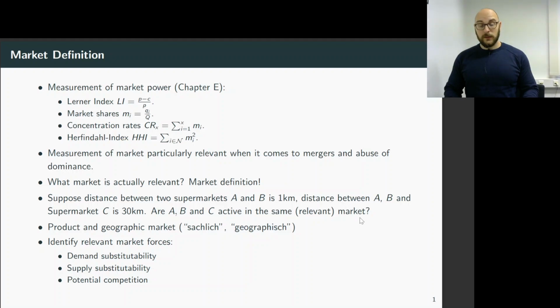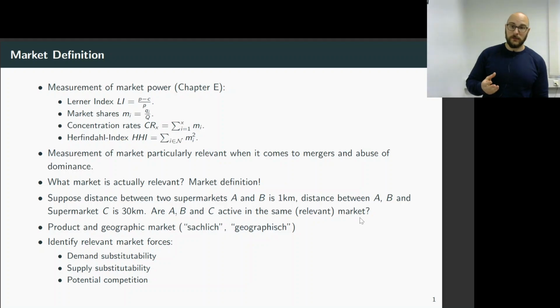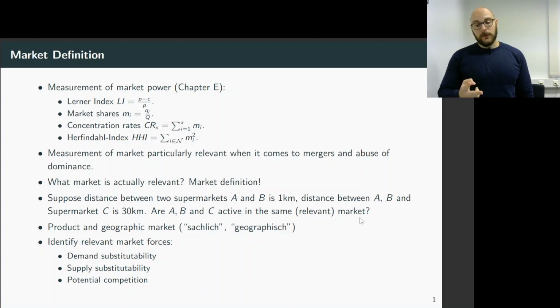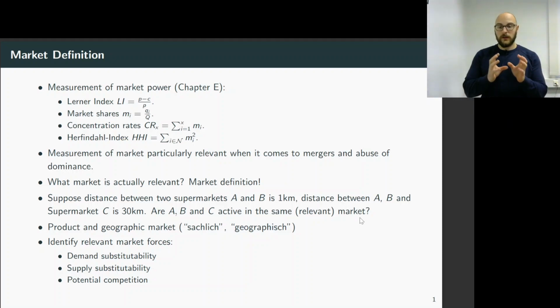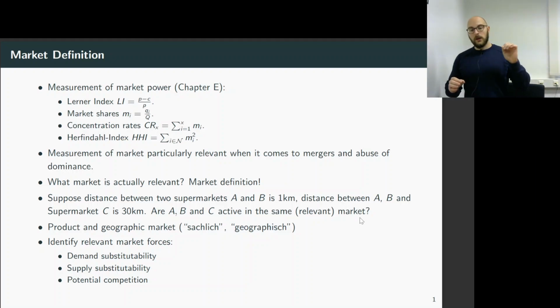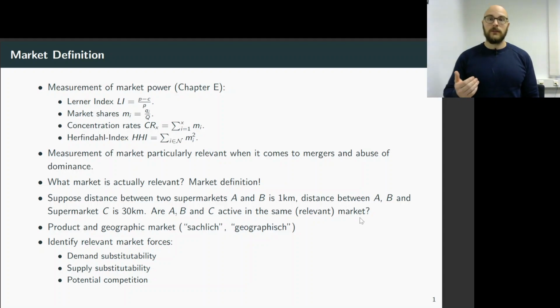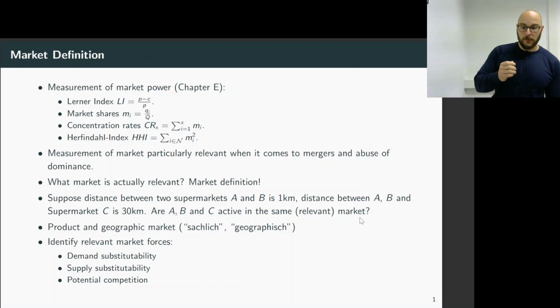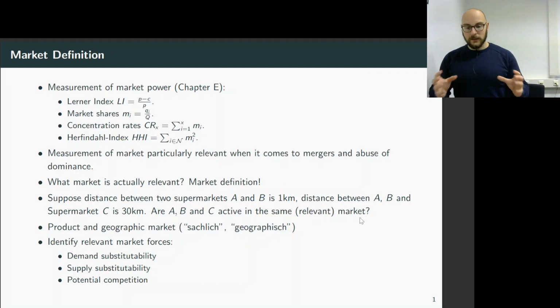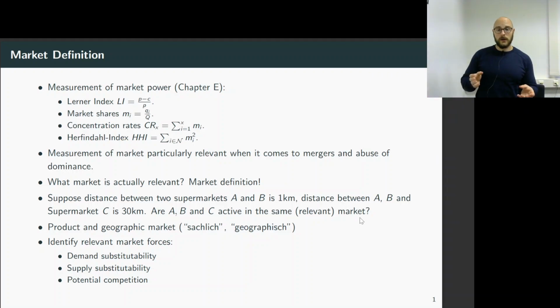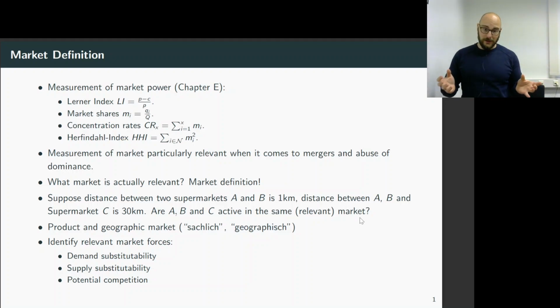And to illustrate the problem, we just have three supermarkets, A, B, and C. And two of those supermarkets, A and B, are very close to each other. There's 1 kilometer distance between the two. However, if you want to go from A or B to supermarket C, you have to have a 30-kilometer drive. And the question is, are supermarkets A, B, and C active in the same relevant market? Right? And the question isn't too easy at first glance, right?